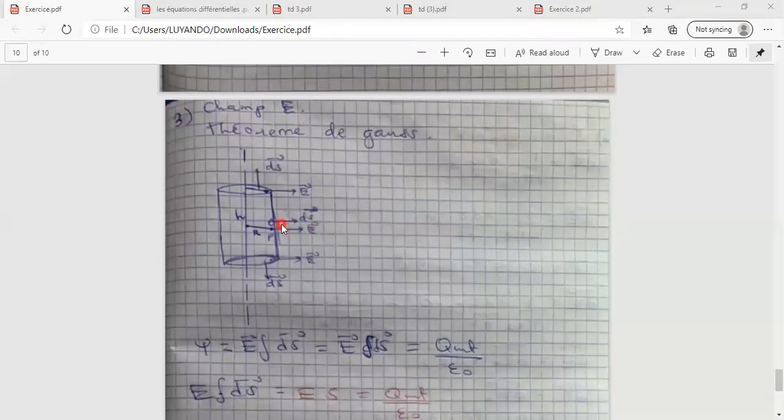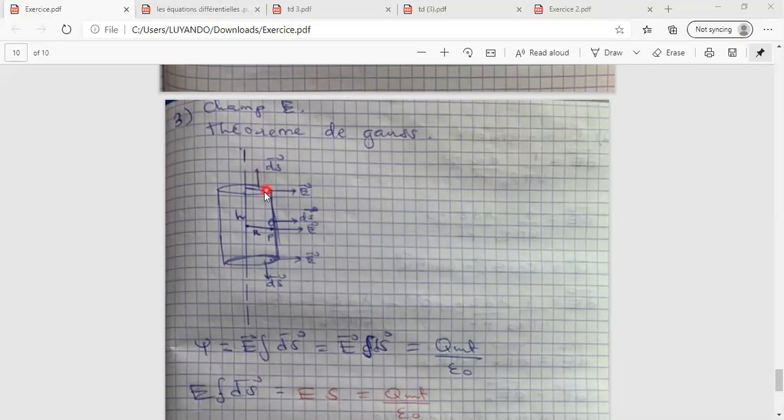I also mentioned earlier that the vector ds, the vector of surface area, is perpendicular to the surface. So on the surface of the cylinder, ds is always perpendicular to the surface, so we've got E and ds in the same direction. If you have a cylinder, you have the sides and you have the bases. On the bases, ds is perpendicular to the surface, so we have ds in the upward direction.